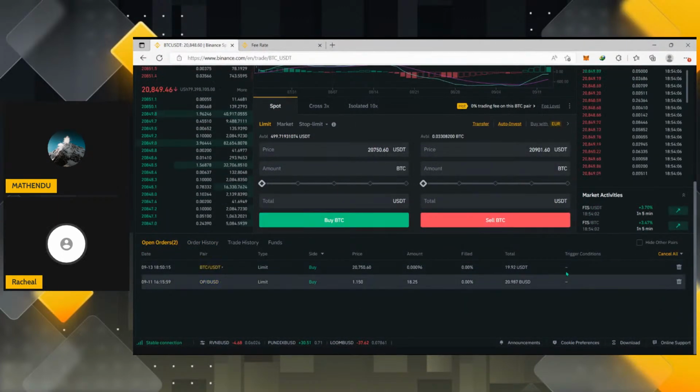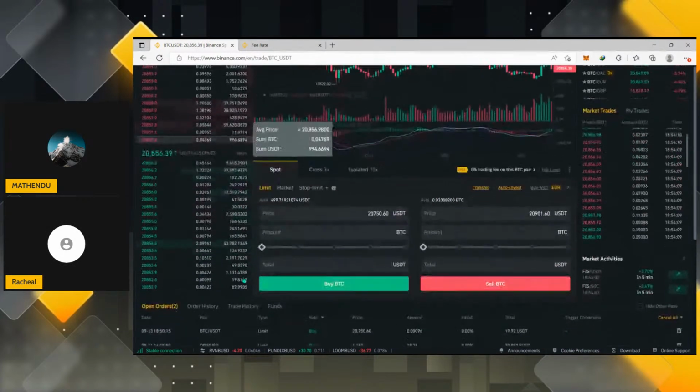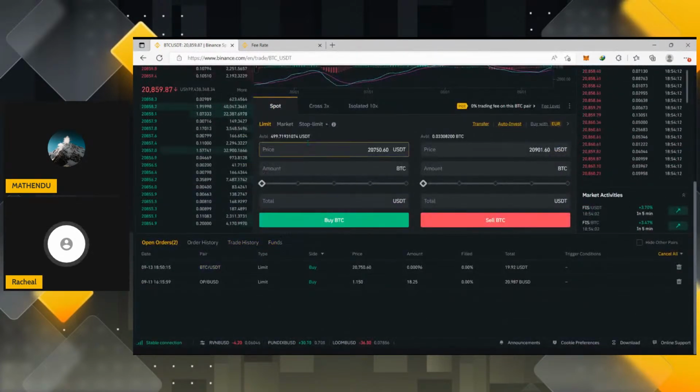And I hope that has been understood. Mathendu, are there any questions before I go to the stop limits and the OCO?